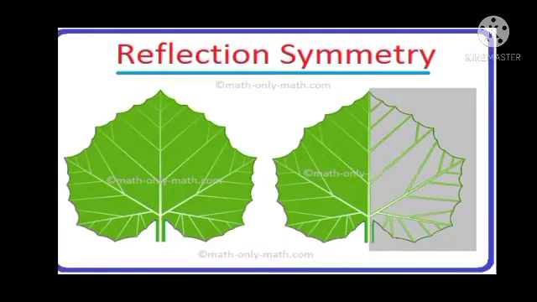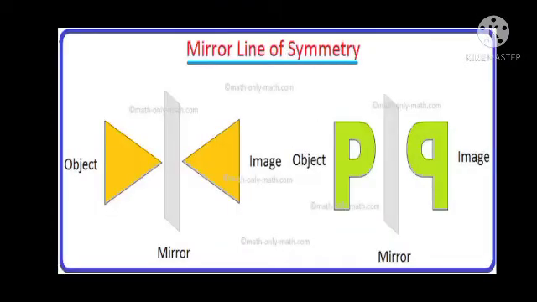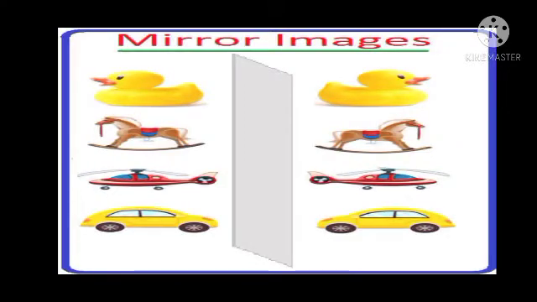Now let's see what is meant by reflection symmetry. Reflection symmetry is when you keep a mirror along the line of symmetry, the other half of the figure gets reflected by the mirror and it looks the same. Students, note it carefully. A shape has reflection symmetry if it has a line of symmetry.